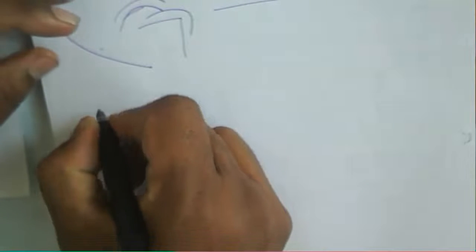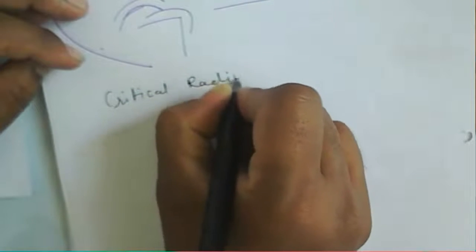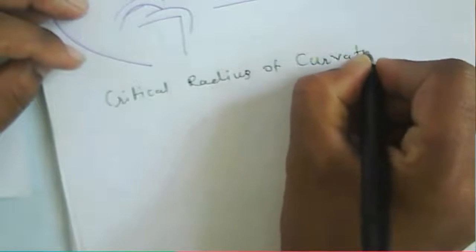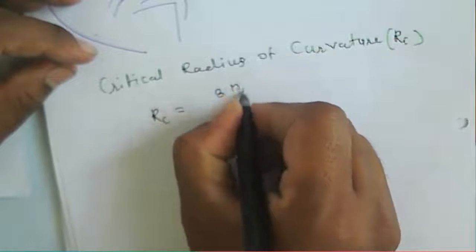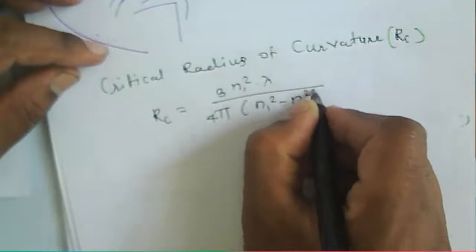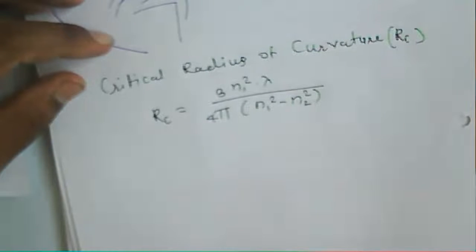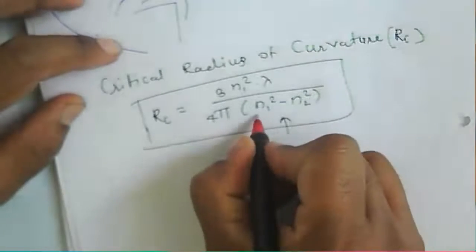So there may be a large bending loss if we are using a multimode fiber at a critical curvature. So what will be the critical radius of curvature? That is Rc equal to 3 n1 squared lambda, where lambda is the operating wavelength, divided by 4 pi times the square root of n1 squared minus n2 squared, the numerical aperture again. Because this equation is about the difference of n1 and n2.